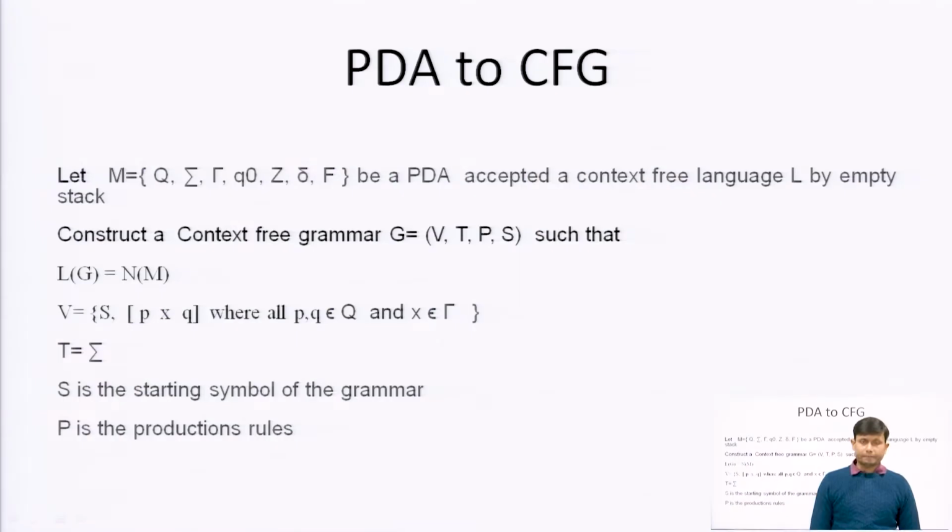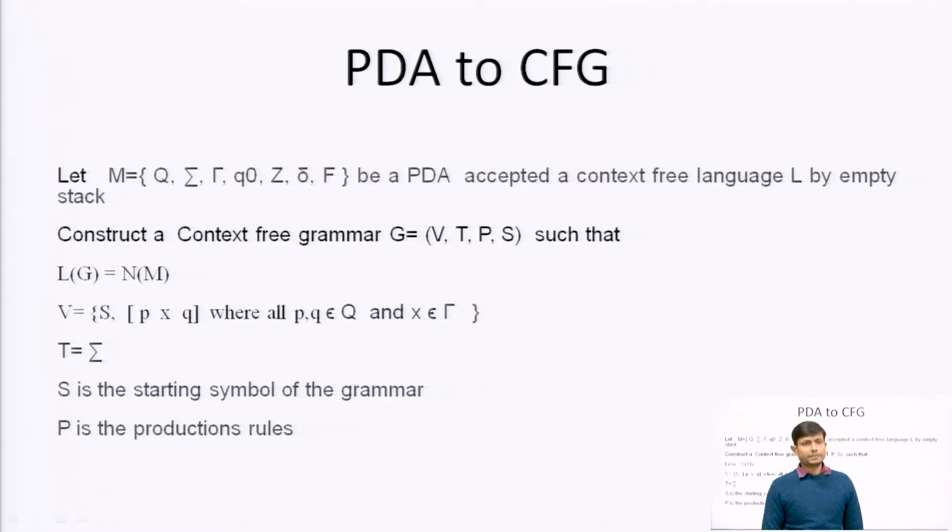Suppose we are given a pushdown automata M. Here Q is the set of states, sigma is the input alphabet, tau is the stack symbol set, Q0 is the initial state, Z is the stack bottom, delta is the transition function, and F is the set of final states. Let M be a PDA accepting a context free language L by empty stack. We already know these tuples of a pushdown automata, so here we have to construct a context free grammar.